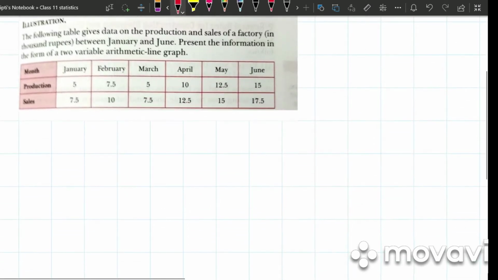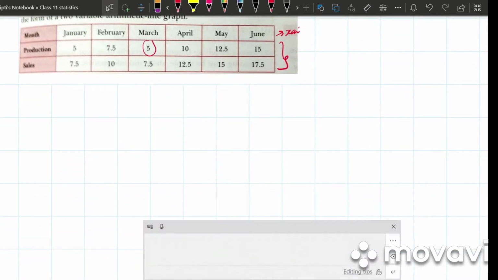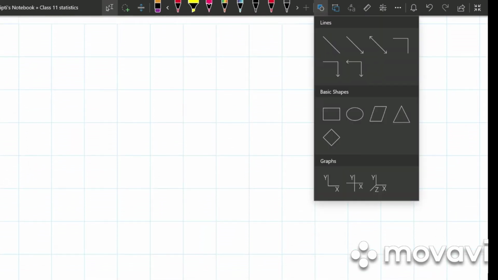So let us take an illustration. The following table gives data on the production and sales of a factory in 1000 rupees between January and June. Present the data in two variable graph. So what will be our x-axis? X-axis will be month and y-axis they are given two values of variable. So you have to write production and also sales. So what is the lowest value here? It is 5 and what is the highest value? It is 17.5. So let us draw the graph.